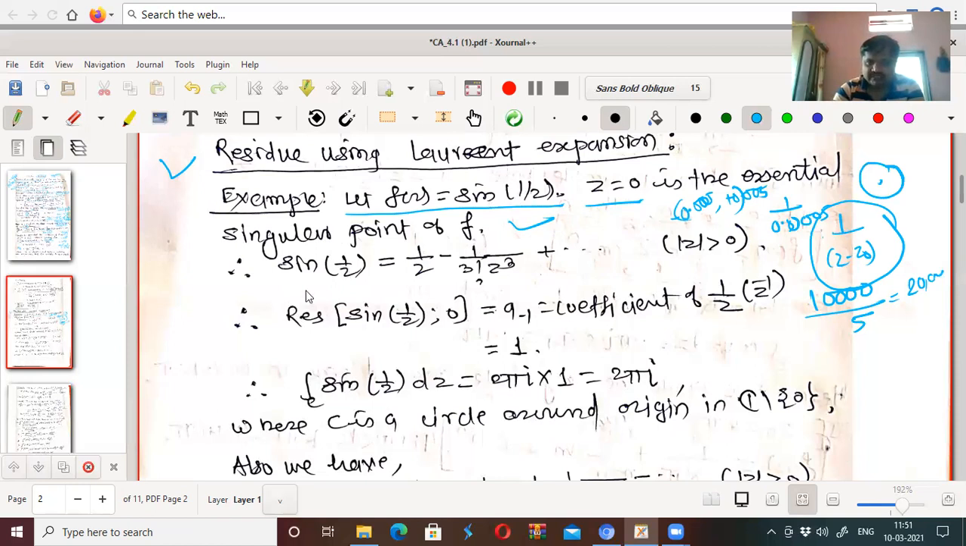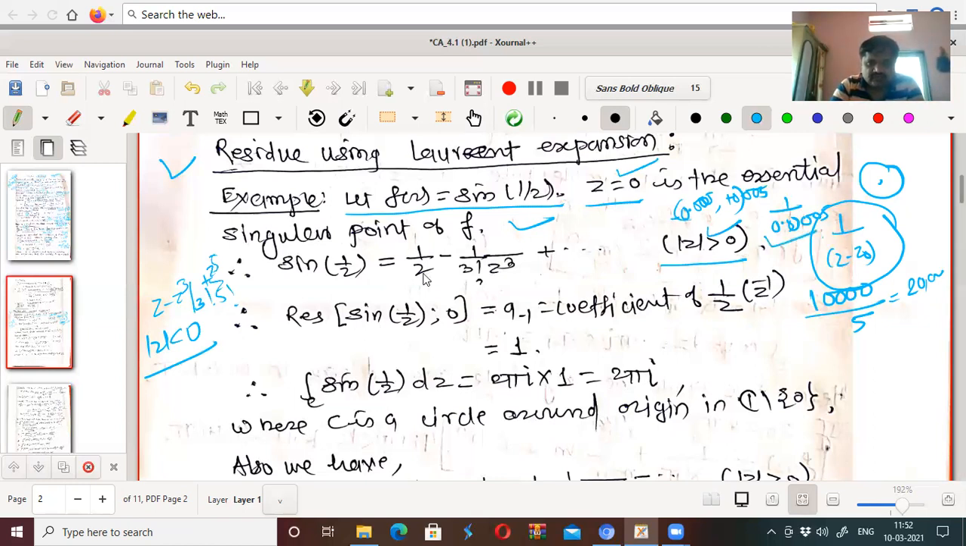Now sine 1 by z. We know that sine z is z minus z cube by 3 factorial plus z raised to 5 by 5 factorial and so on. Therefore sine 1 by z is 1 by z minus 1 by 3 factorial z cube plus 1 by 5 factorial z raised to 5, and so on. This is valid for mod z greater than 0, because it holds for 1 by mod z finite. Therefore mod z should be greater than 0.